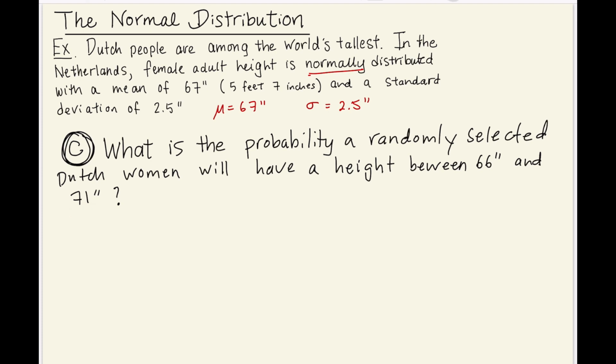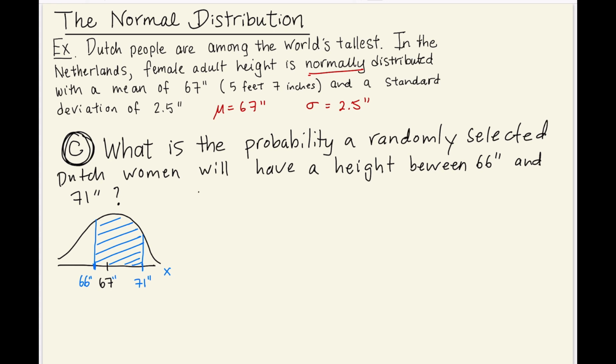So again, let me just draw a little picture of what this might look like. So here I have my mean. 66 inches is somewhere to the left, and 71 inches is somewhere to the right. So basically we are looking for this area right here. So that is going to give us the proportion or the percentage of Dutch women having heights between 66 inches and 71 inches.